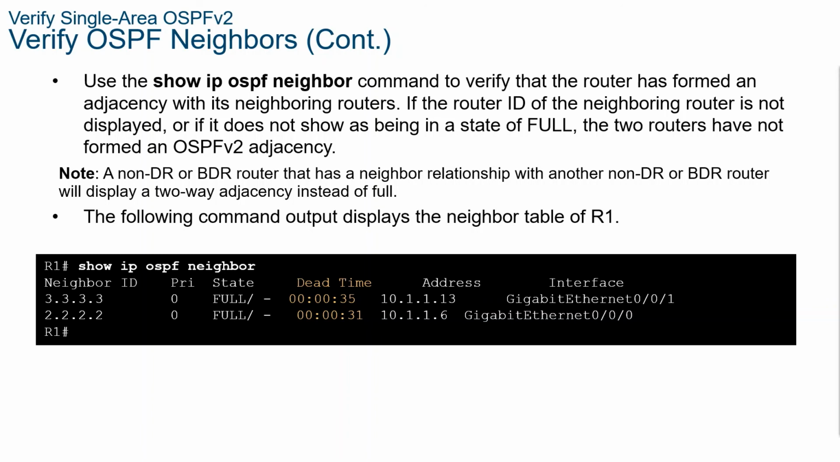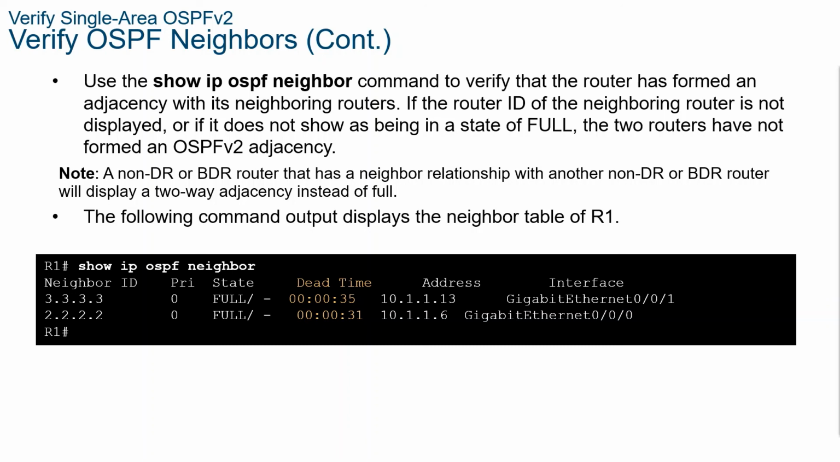Okay? Now, if two routers do not establish adjacency, link state information is not exchanged. So incomplete LSDBs can cause inaccurate SPF trees and routing tables. So routes to destination networks may not exist or may not be the most optimum path. So take note that a non-DR or BDR router that has a neighbor relationship with another non-DR or BDR router will display a two-way adjacency instead of full.